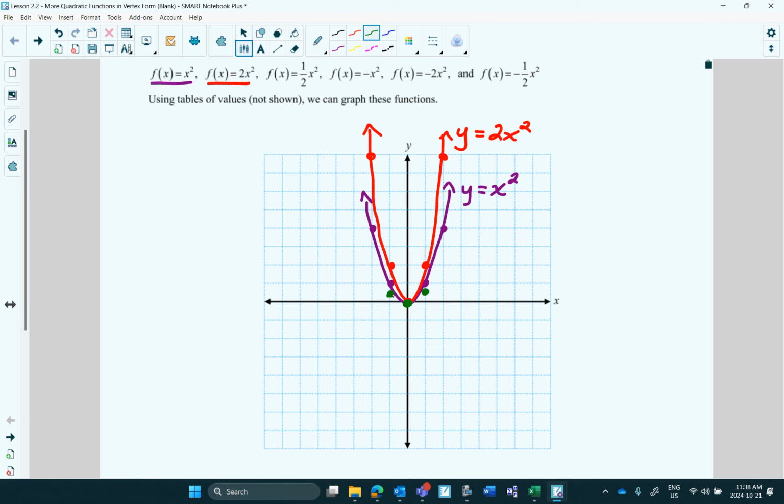On the basic parabola, I go 2 across, 4 up. How many do you think I'm going to go up on the half? 2. So you see how we can do that without a table of values. Notice that half makes it wider. So we've done all these.